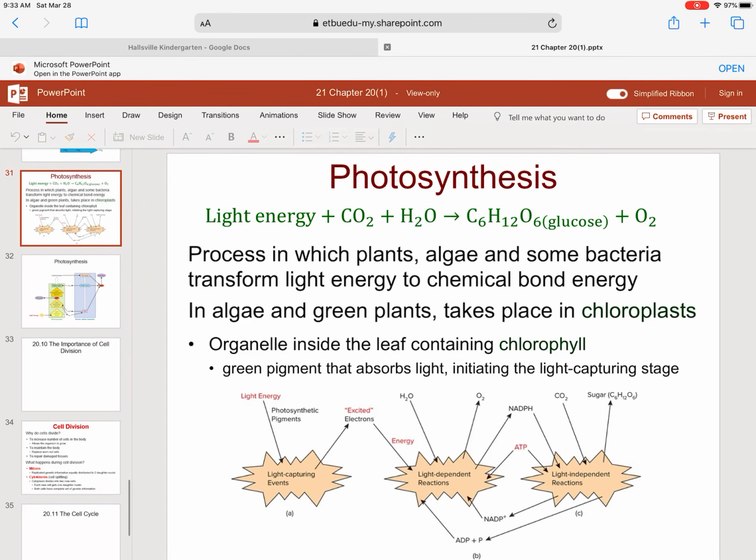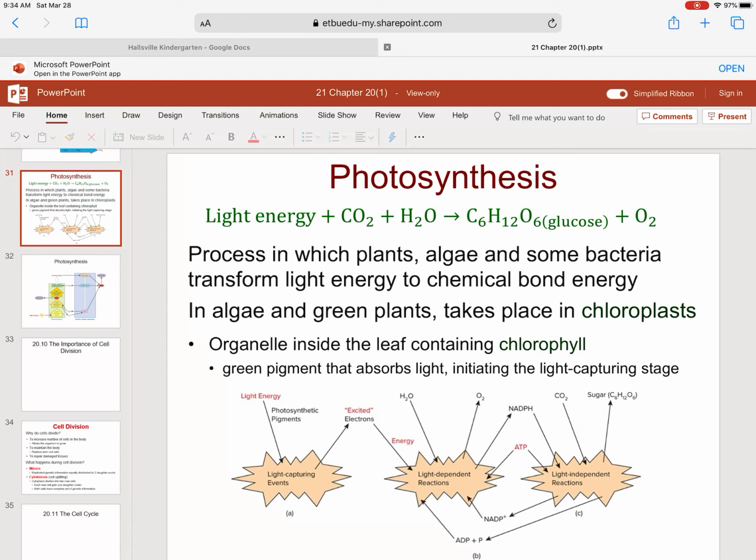Now, photosynthesis is what occurs in plants. So this is light energy coming in, hitting those chloroplasts along with CO2 and water to form glucose and oxygen, which is what we eat and breathe. So this is the process in which plants, algae, and some bacteria transform light energy into chemical bond energy. In algae and green plants, it takes place in the chloroplast, which is the organelle inside the leaf containing the chlorophyll. The green pigment that absorbs the light initiates the light capturing stage.